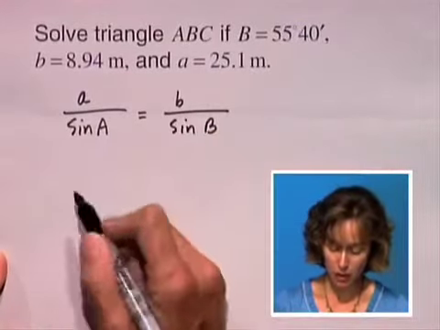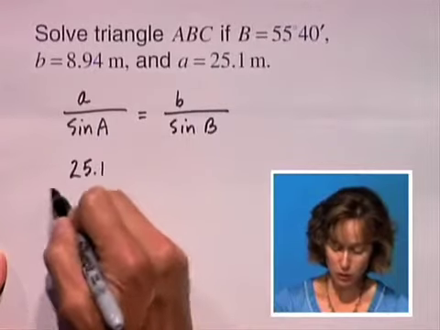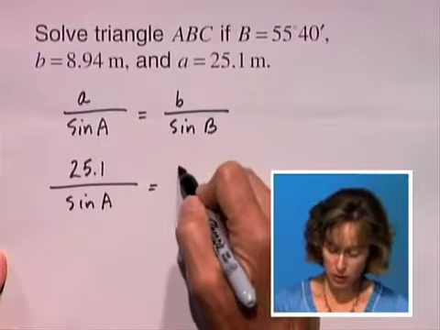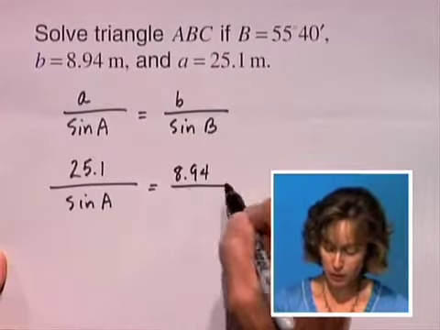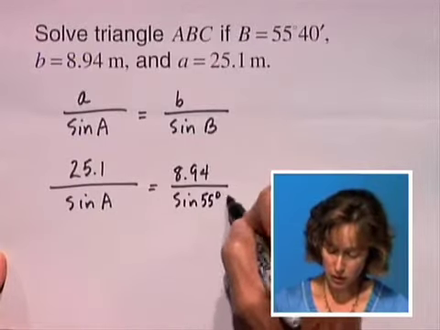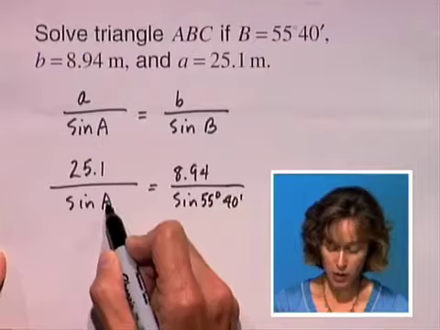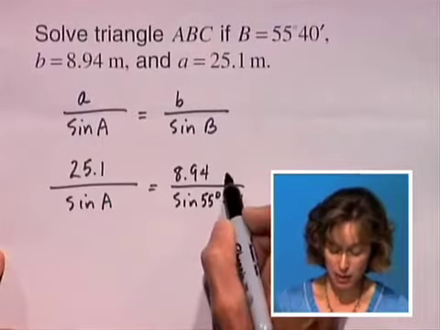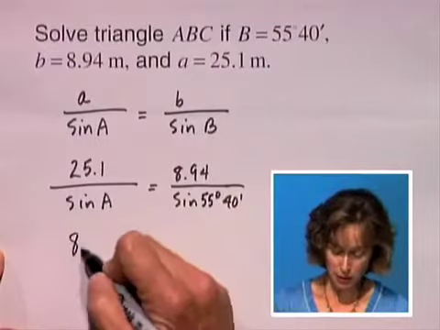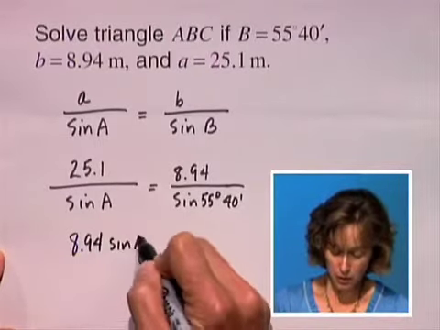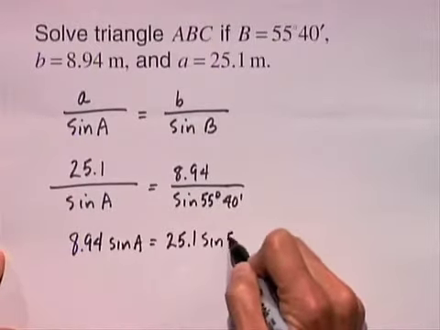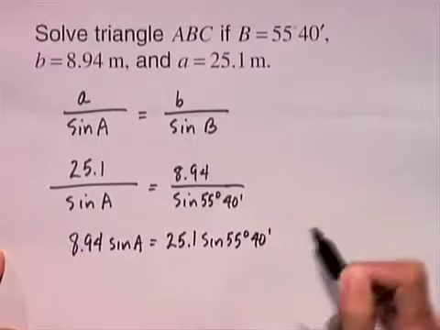I'll fill in the information I know. 25.1 over sine angle A, which I don't know, equals 8.94 over sine angle B, which is 55 degrees 40 minutes. I want to isolate sine A, so I'm going to cross multiply to get 8.94 sine angle A equals 25.1 sine 55 degrees 40 minutes.